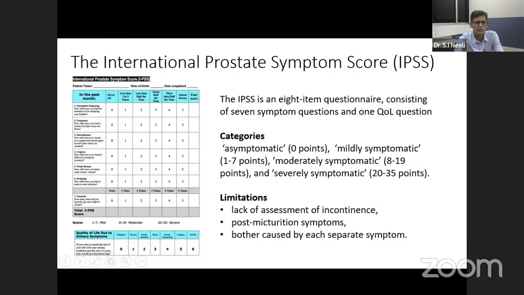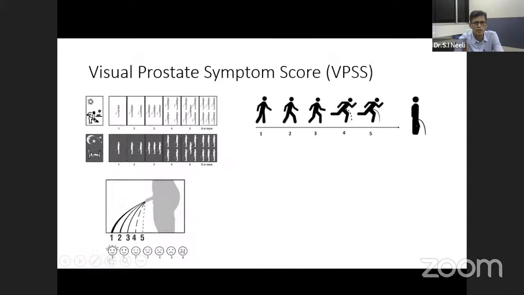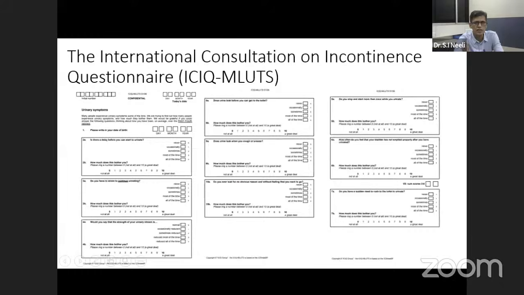The limitation of this IPSS score is it lacks the assessment of incontinence, which is one of the primary symptoms of the lower urinary tract. It also doesn't take into consideration the post-micturition symptoms, and the bothersomeness of each symptom is not taken into consideration. To overcome this problem, the other symptom scores which are used are ICIQ-MLUTS.